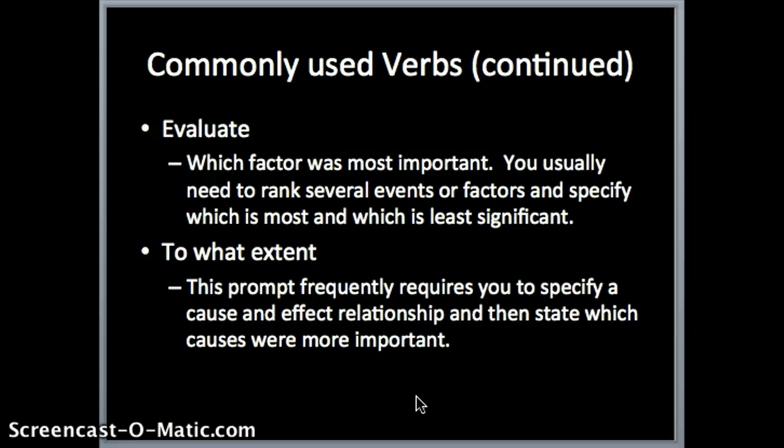To what extent? To what extent is also, like assess the validity, a very common phrase that's used in DBQ and FRQ prompts. So this prompt frequently requires you to specify a cause and effect relationship and then state which causes were more important. It's sometimes easy to think about this as to what extent something happens, meaning did something happen from a very strong point of view, a very weak point of view, or somewhere in between.